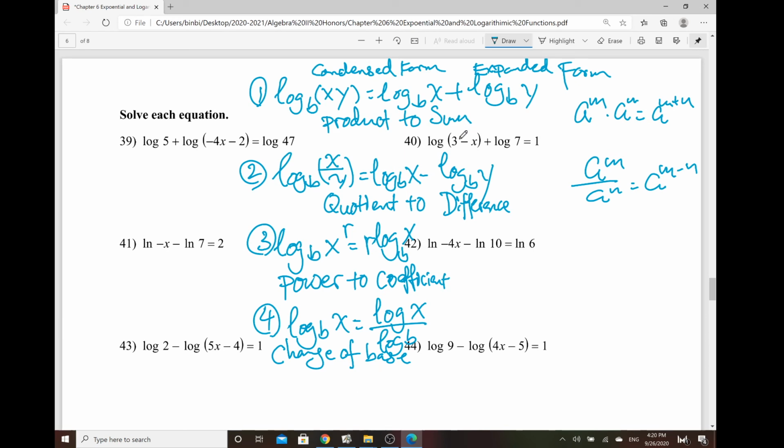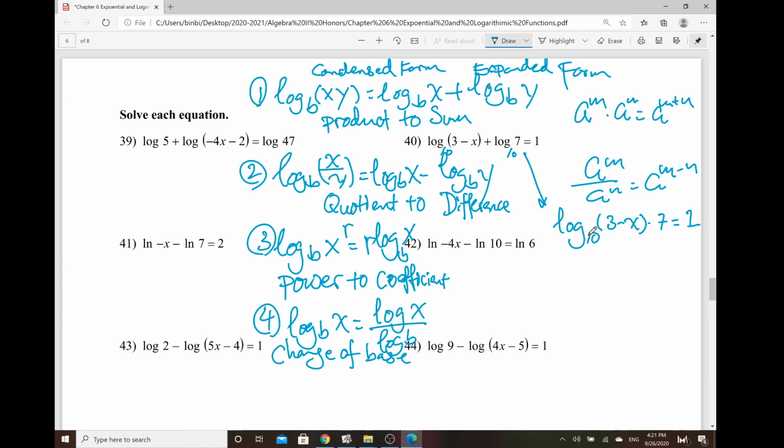Okay, now let's look at number 40. We have a log where the base is not given, so that means base 10. Anytime we see two different logs with different quantities, we can always condense them. To condense them, we can use the first property, product to sum or sum to product, depending on which way you started. This one is given as a sum, so once we condense it, we have log base 10 of the quantity 3 minus x times 7, and that equals 1. I just applied the first property, sum to product.